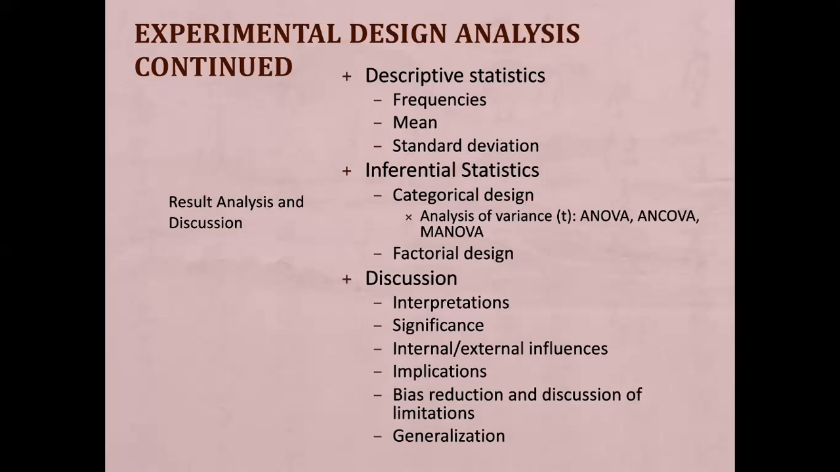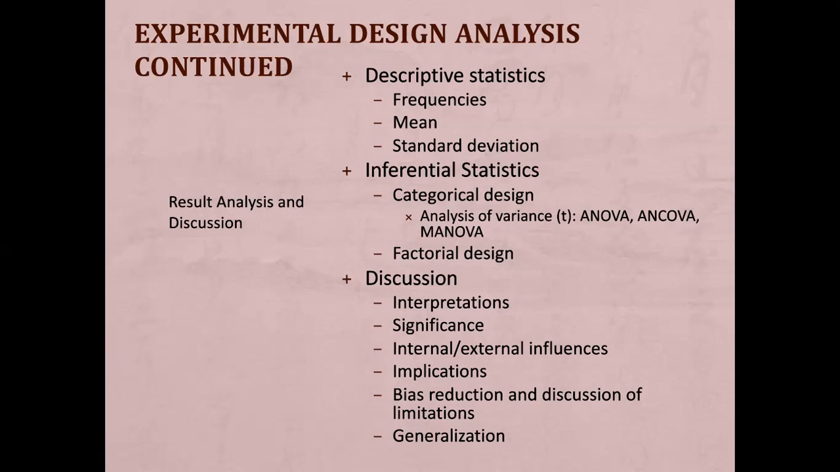And then lastly, we have the result analysis and discussion. So, just like the survey design, we're looking for the descriptive statistics. So, in the experimental design, we're looking for frequencies, the mean, and the standard deviation. As far as the inferential statistics go, we're typically looking for the analysis of variance in a categorical design. So, this is measured by those statistics processing programs that I talked about earlier. The analysis of variance that we would want them to report could be things like the ANOVA, the ANCOVA, and the MANOVA. And then they can also give us different statistics based on the factorial design.